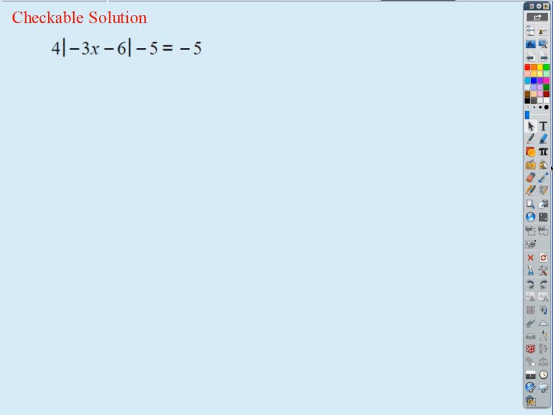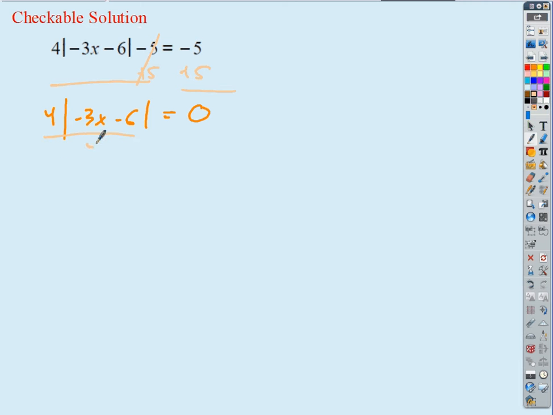Okay. All right, so what do we do here? We're looking at an absolute value equation. Add 5, good. Okay, so we're going to add 5 to both sides. Four times the absolute value of negative 3x minus 6 equals 0. Okay. Divide by 4.